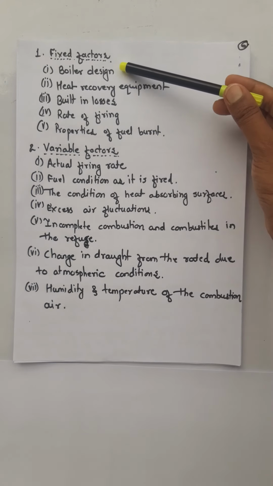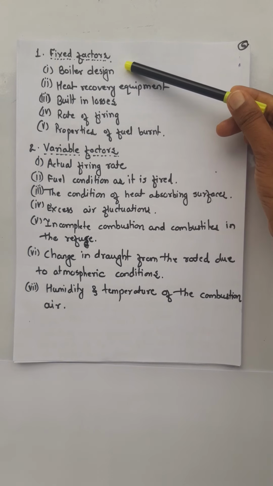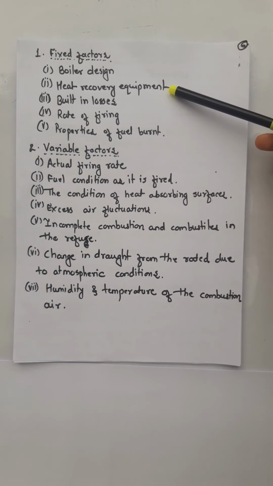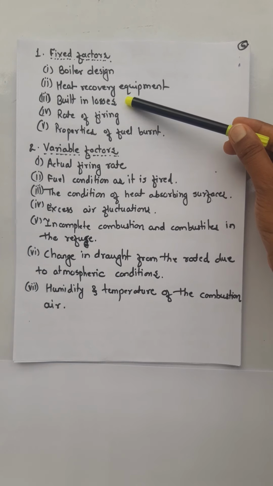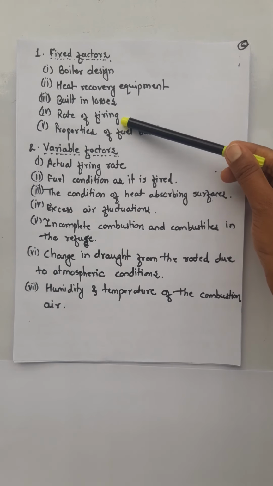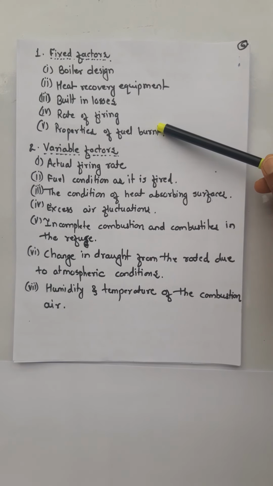The boiler design includes the arrangement and effectiveness of heating surfaces, the shape and volume of the furnace, the arrangement of flues, and the arrangement of steam and water circulation. Then the heat recovery equipment includes the economizer, superheater, air preheater and feed water heater. Built-in losses include the heat transfer properties of the settings and construction materials, and flue gas and ash heat losses. Then rate of firing, the furnace volume and heating surface, and properties and characteristics of the fuel burnt. All these factors are called fixed factors.